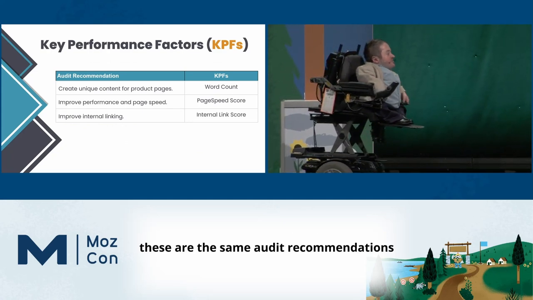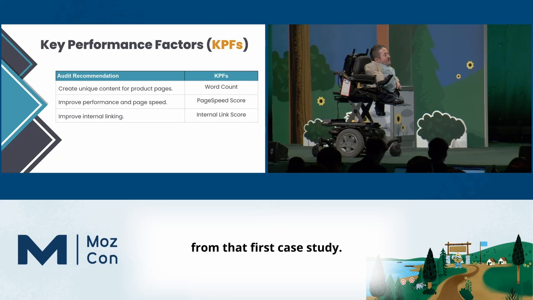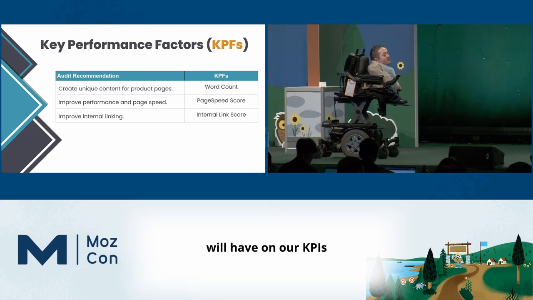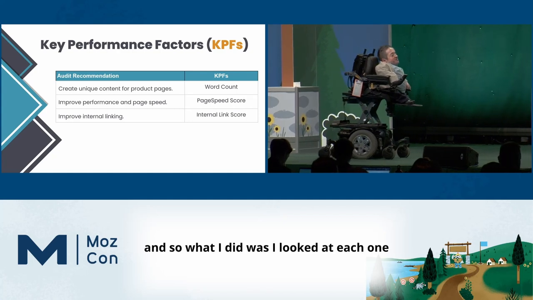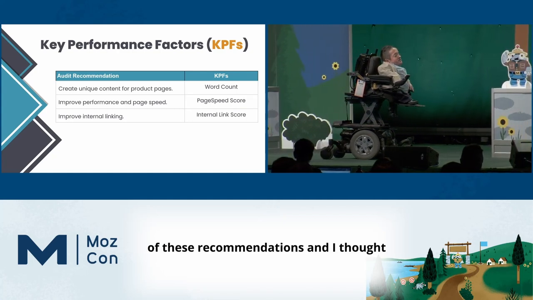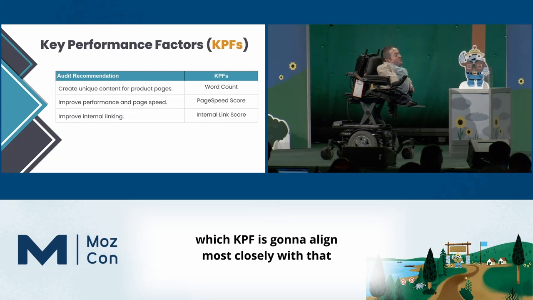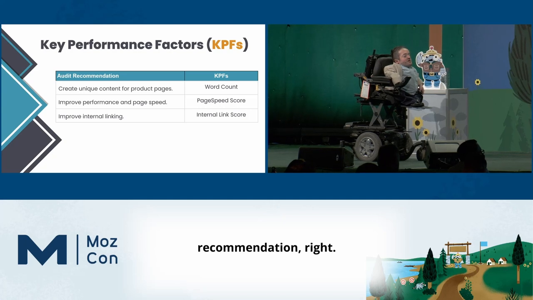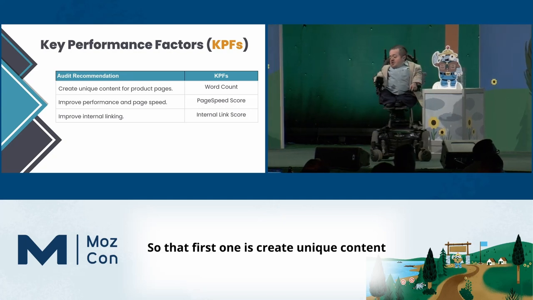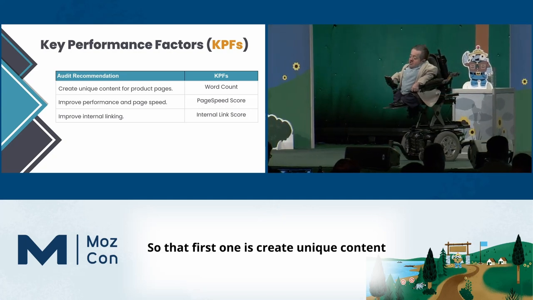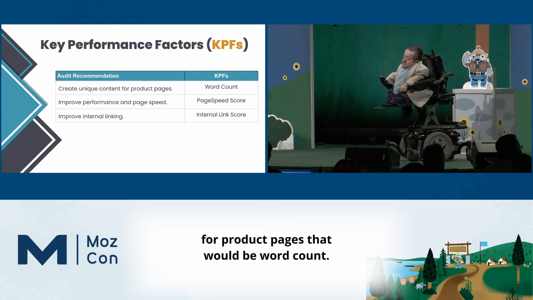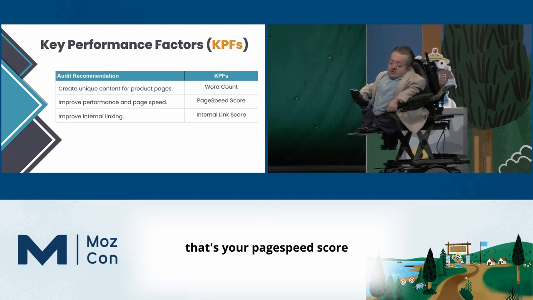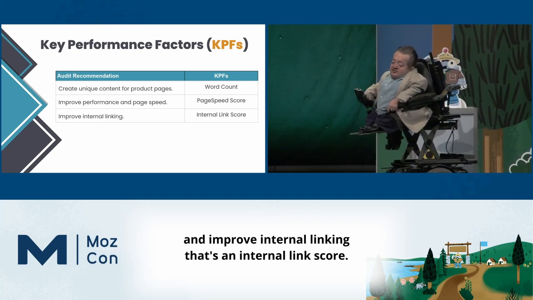These are the same audit recommendations from that first case study. I want to find out the impact that doing each one of these will have on our KPIs. So what I did was I looked at each one of these recommendations, and I thought, which KPF is going to align most closely with that recommendation, right? That first one is create unique content for product pages. That would be word count. Improve performance and page speed. That's your page speed score. And improve internal linking. That's an internal link score.